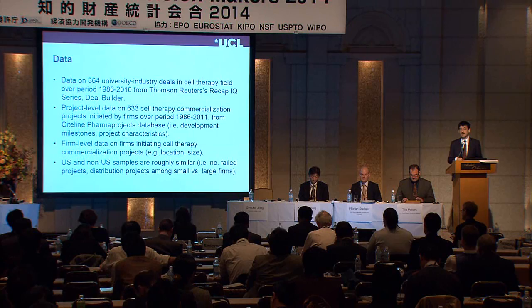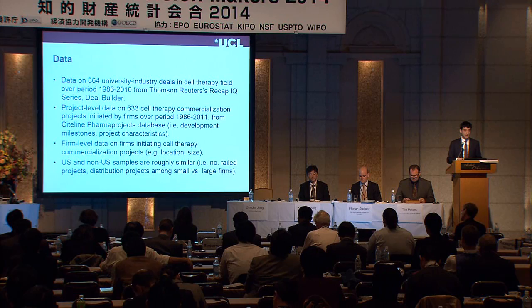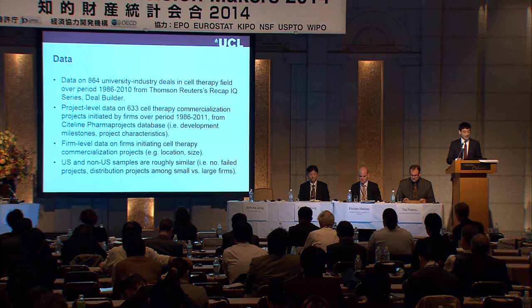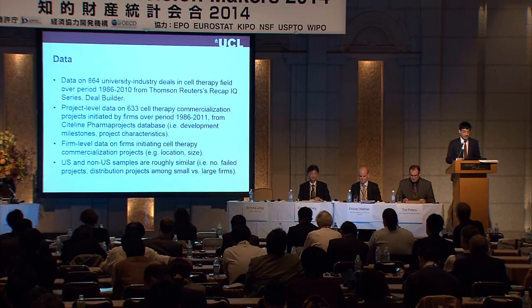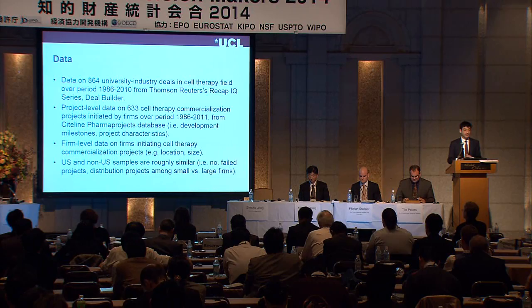So to study the impact of the changes in the scientific funding environment in the stem cell research field on IP commercialization, we collected data on 864 technology transfer deals between academic institutions and industry over the period 1986-2010. We collected data on 633 cell therapy commercialization projects initiated by firms over the period 1986 to 2011, and mapped key development milestones for these projects, including project failure or project success.